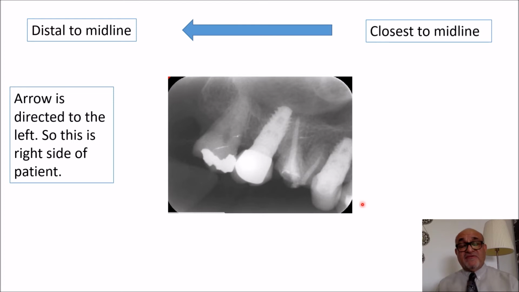Okay, we've located the maxilla and mandible. Now let's locate the midline. This is the area that goes most distally, right? Okay, so this is the midline. From the midline, I would draw the arrow. The arrow is directed to the left, so this is for the right side of the patient.